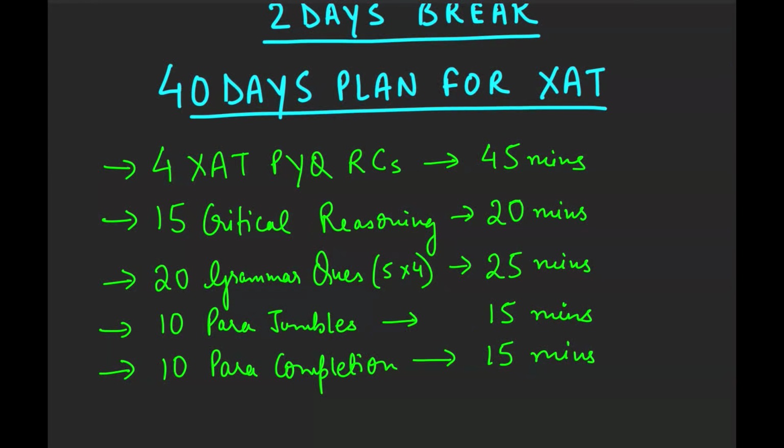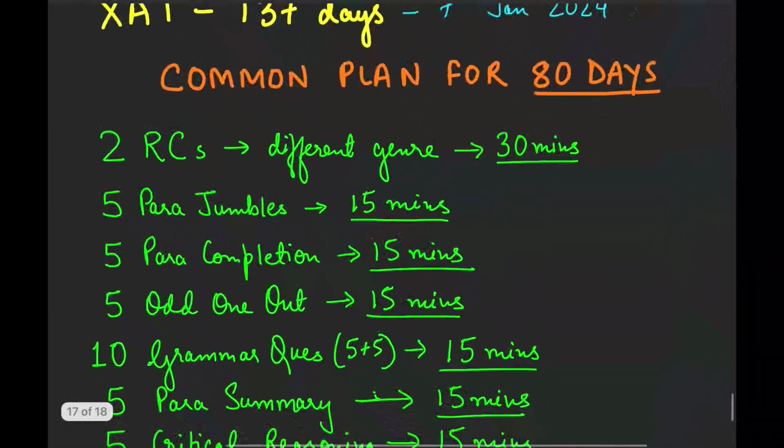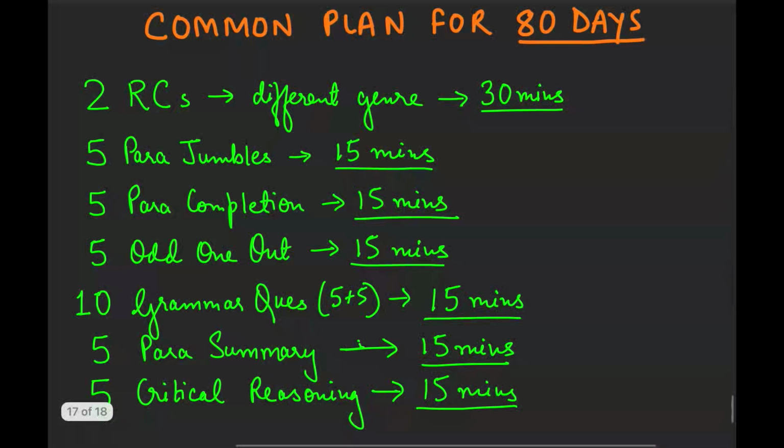रिमेंबर दैट XAT के लिए स्पेशल प्लान मैं और डिटेल में बना दूंगी कमिंग वीडियो में, बट ये प्लान आपको अभी के लिए फॉलो करना है. टेक अ स्क्रीनशॉट ऑफ इट एंड कीप इट विथ योरसेल्फ सेफ, दैट दिस इज द कॉमन प्लान फॉर 80 days in which you will be preparing for both CAT and XAT simultaneously, and this preparation would also help you in your other OMETs जो भी आप प्लान कर रहे हो देने का, उसमें भी इक्वली काम आएगा. So my favorite area, please don't forget to focus on critical reasoning. Okay, this will enhance your English from within.